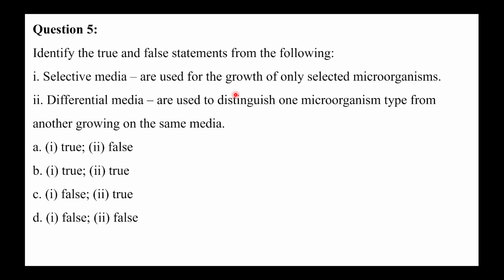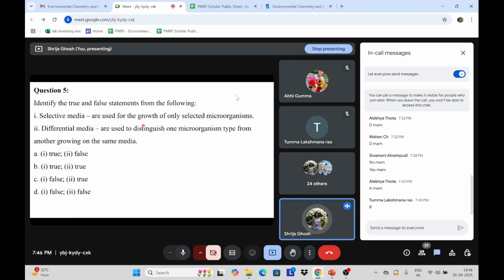First statement is selective media are used for growth of only selected microorganisms. Second statement is differential media is used to distinguish one microorganism type from another on the same medium. Tell me, what do you think is the correct answer? Write your answers in the chat box. All of you write the answers in the chat box. Come on, write your answers in the chat box.